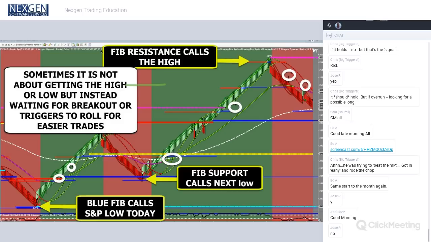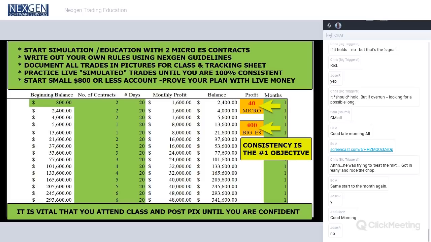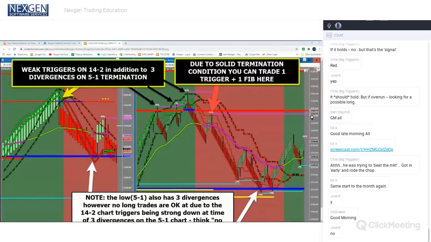And ultimately, look, you guys need to make money, period. And the only way you're going to do that is if you simulate and you learn how to read your indicators. You write out your rules, which I've already made the rules. You don't really have to do it, but you have to make them your own. You have to document your trades in class, make sure you're doing the right things, simulate and replay. And ultimately, consistency is what's going to get you paid. Consistency in the way you read your indicators and consistency in the way you apply the rules.